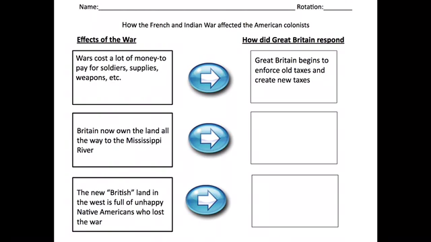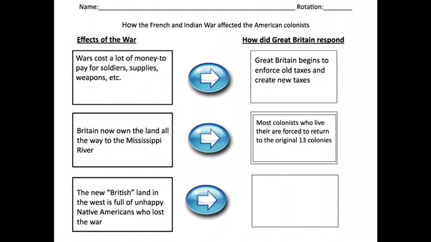Another effect of the war outcome is Britain now owns the land all the way to the Mississippi River. Most of the colonists who live in that land, however, are forced to return to the original 13 colonies. Say what? Wasn't the point of fighting this war so the colonists could move over the Appalachian Mountains and settle along the Ohio River? Wasn't that the point? It was the point. And now the British have won the war, they are forcing many of the colonists who did move over the Appalachian Mountains and settle by the Ohio River back to the 13 colonies.